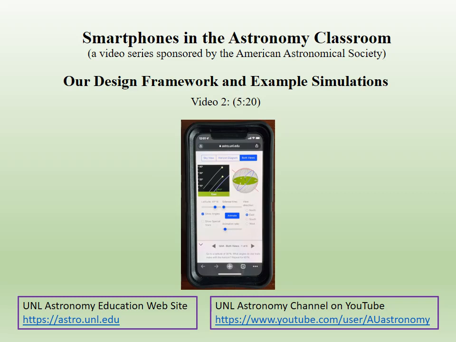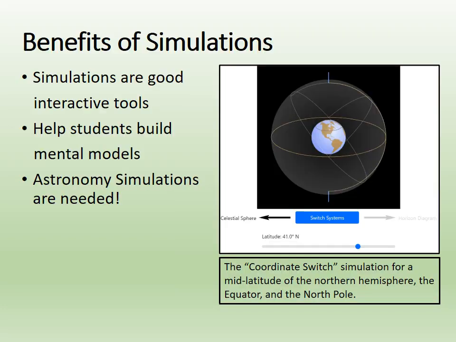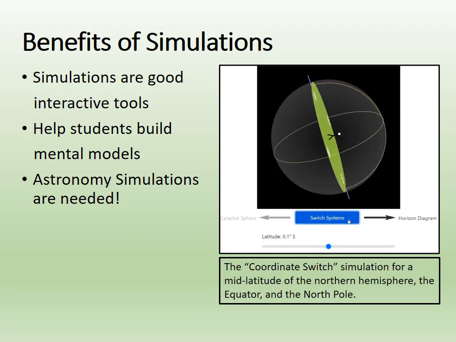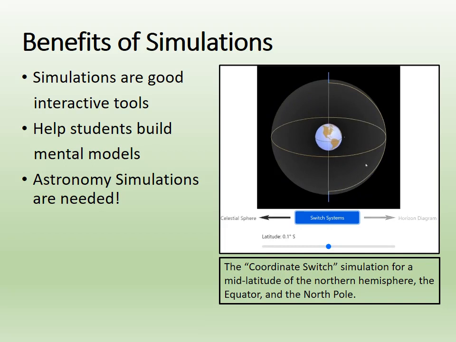This second video in the Smartphones in the Astronomy Classroom series will focus on the general benefits of simulations and the specific characteristics of smartphone simulations. Astronomy simulations are useful tools for interactive engagement. Students using them actively construct understanding from their experiences, creating links between new knowledge and their existing knowledge. We are especially interested in helping students build models of astrophysical systems and see connections between disparate things by forming strong mental representations of astronomical phenomena.